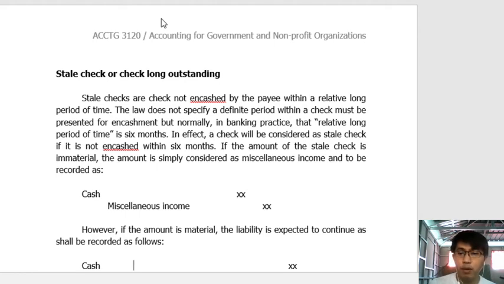So, for example, meron kang cheque ngayon na ang date ay January 1, 2020, stale na yan ngayon dahil ngayon ay October 8, 2020 na. So, lagpas na siya doon sa 6 months. So, anong mangyayari kapag stale check? Kahit idala mo pa yan sa bank, hindi mo yan pwedeng i-encash or i-deposit. So, yun yung concept ng stale check.